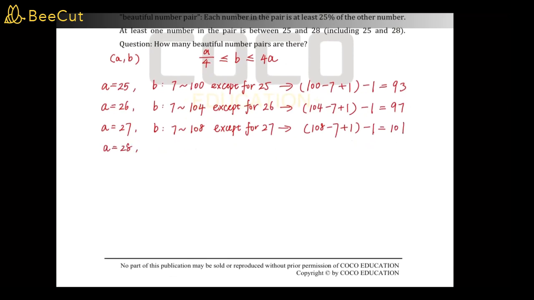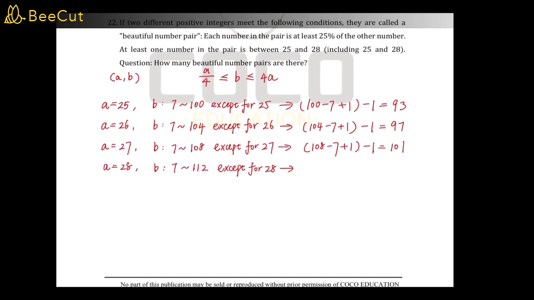When A is 28, B ranges from 7 to 112. Again, it cannot be the same, so except for the number 28. Then we have 112 minus 7 plus 1. Take out the number 28. The 105 numbers left.